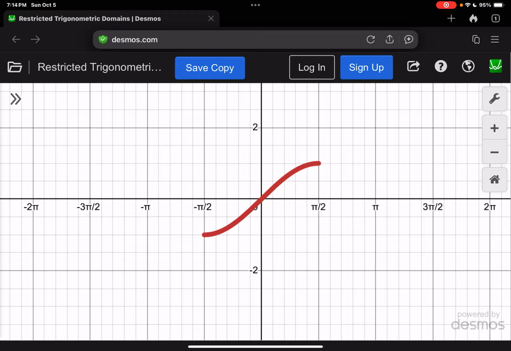And if you go ahead and click on this link that I provided, then you will have all of the trig function graphs and their corresponding restrictions on the graph.